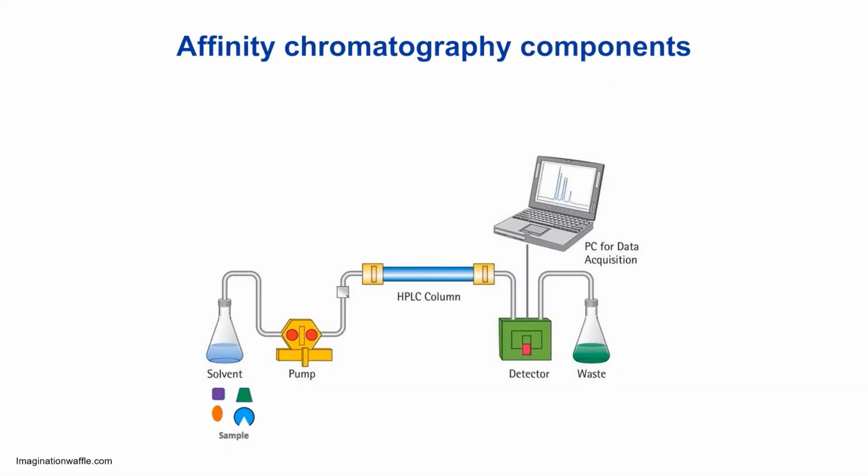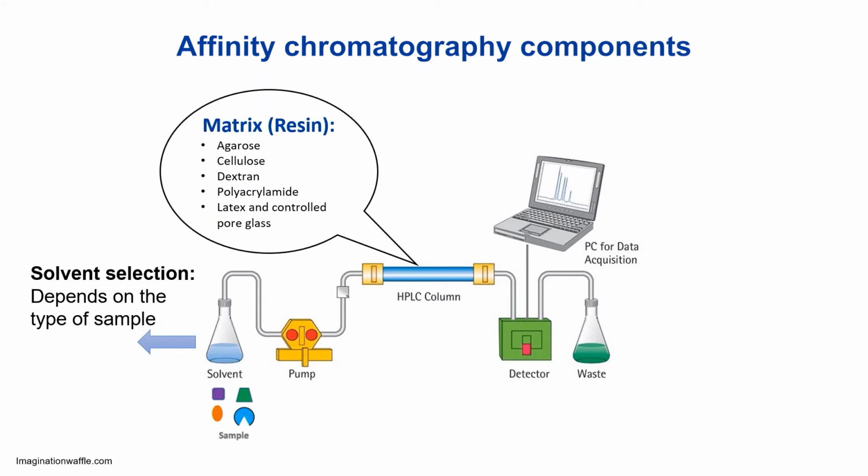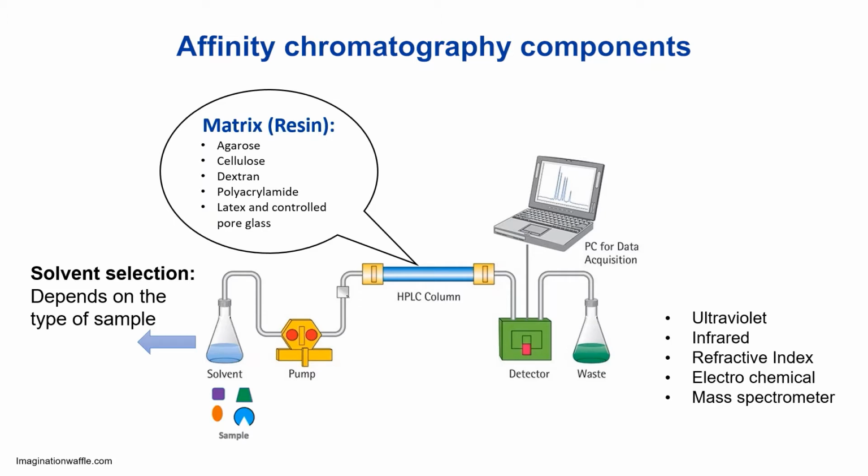Like all other chromatography techniques, affinity chromatography is composed of similar instrumental components too. The first part is the solvent or the mobile phase, which is selected based on the nature of the sample. The second part is the column or the stationary phase. Column is filled with a matrix material called resin. In the last part, we have the detector. Different types of detectors like ultraviolet, infrared, refractive index, electrochemical, and mass spectrometer detectors can be used.